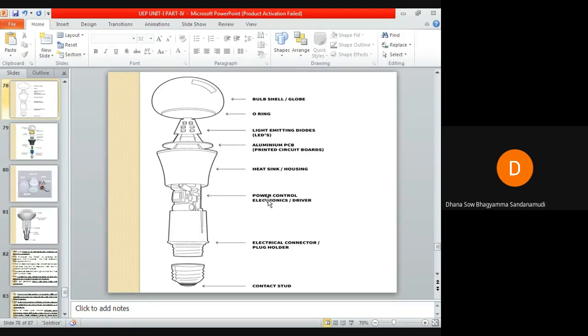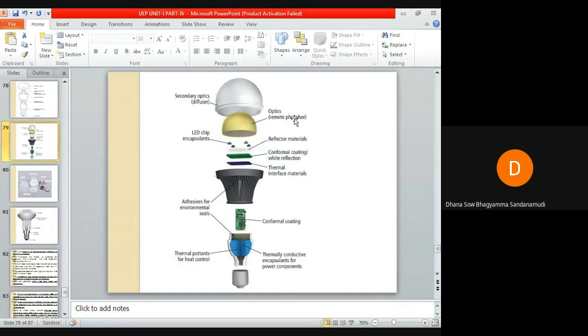So this is our LED lamp. You can see the globe. This is the lower ring. These are the LED diodes. This is our aluminum printed circuit board on which these LEDs are placed. This is the heat sink housing. So power control electronic driver, and this is the electrical connector plug holder. This is the contact stud, which will be in contact with the supply.